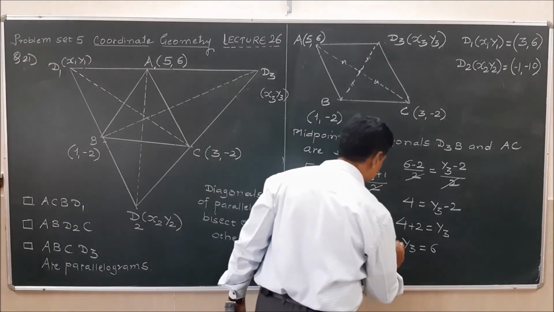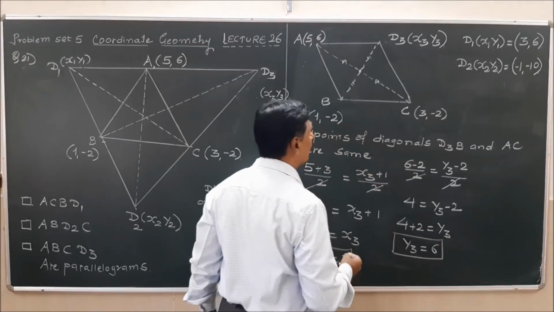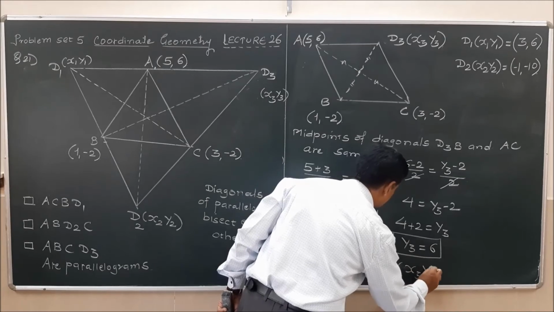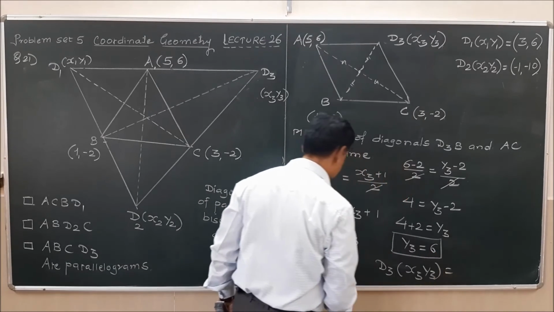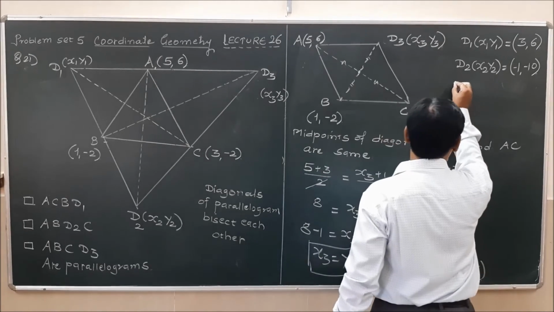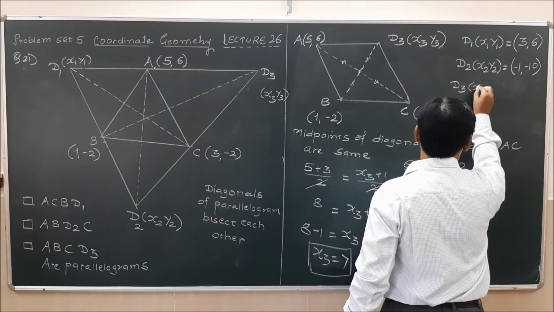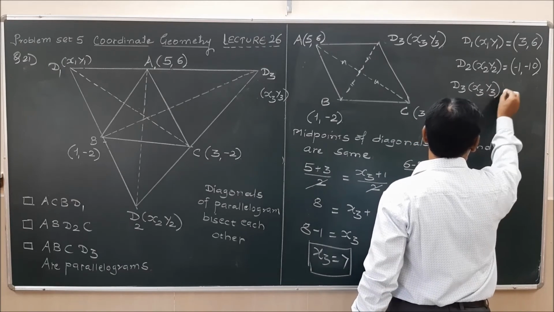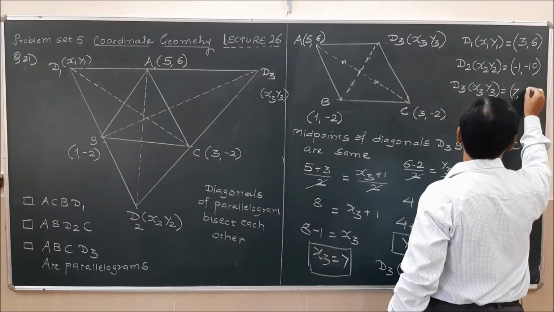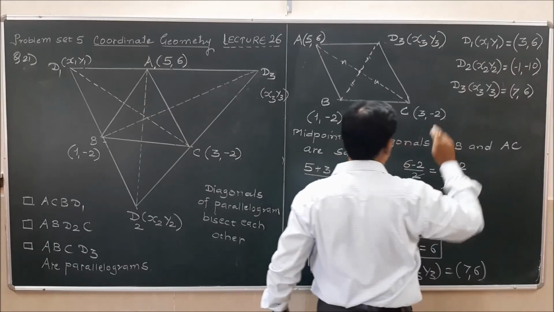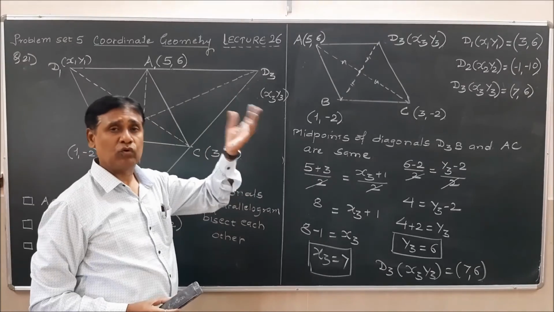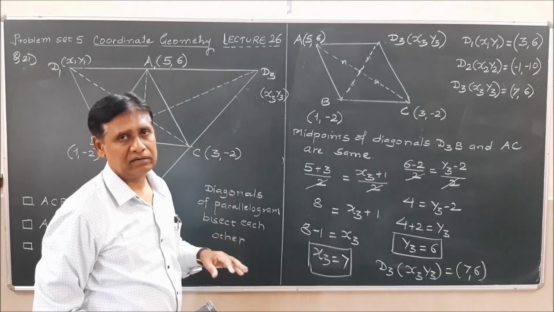So you will find here the third possibility D3, x3, y3. Possible coordinates are 7, 6. So D3, x3, y3 is equal to 7, 6. So these are the three possibilities of the fourth vertex of this parallelogram.